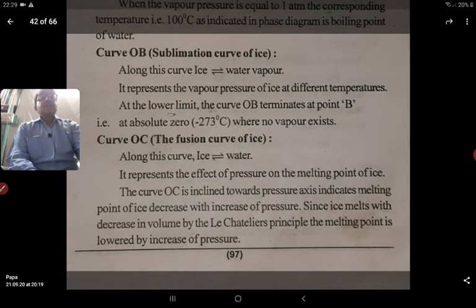Another curve is curve OC, the fusion curve of ice. Curve OC is also known as the fusion curve of ice. Along this curve, ice is in equilibrium with water. It represents the effect of pressure on the melting point of ice.